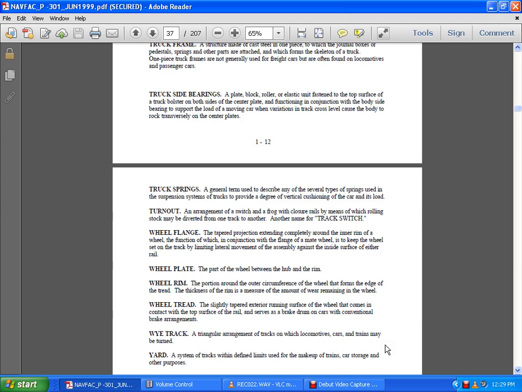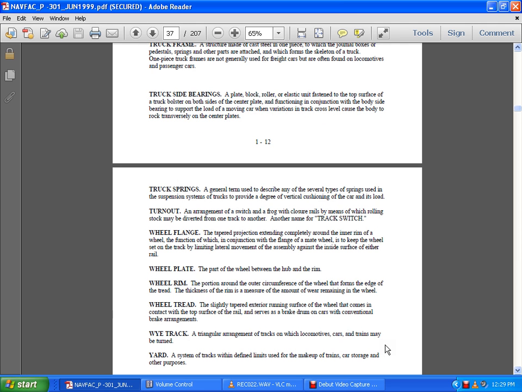The turnout is a switch and frog closure, the means by which a train is diverted from one track to another. Another name is track switch. The wheel flange is a projection extending completely around the inner rim of the wheel, which keeps the wheel set on the track and limits the movement of the wheel assembly against the surface of either rail.